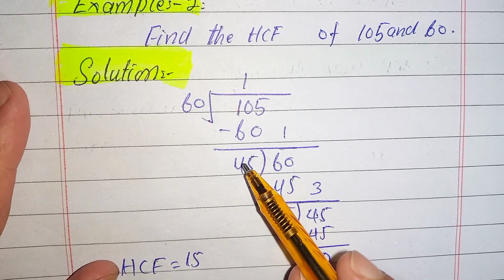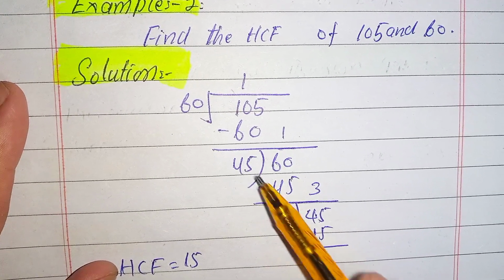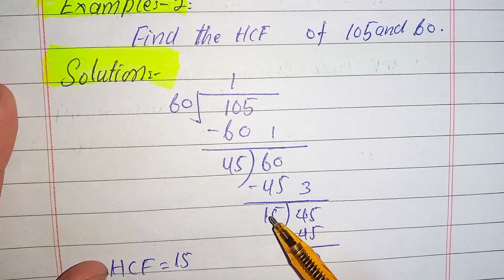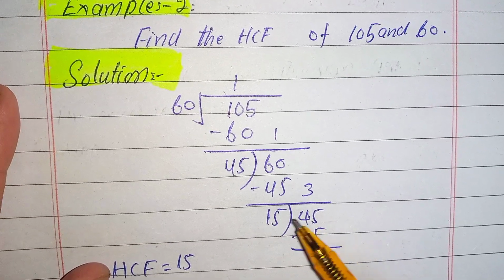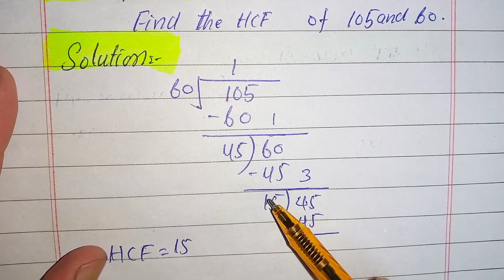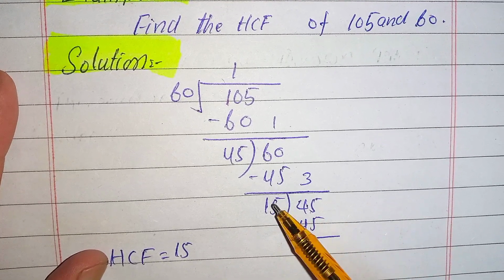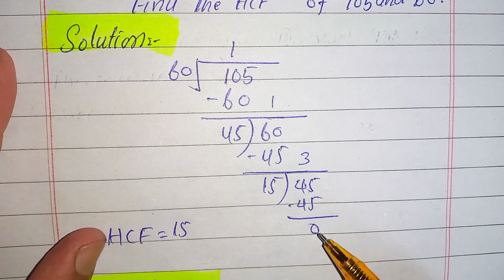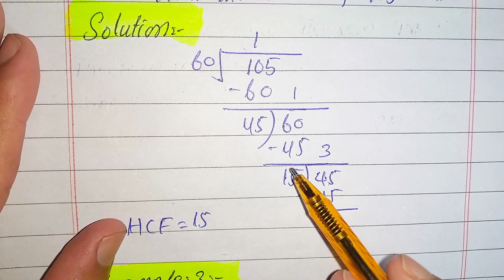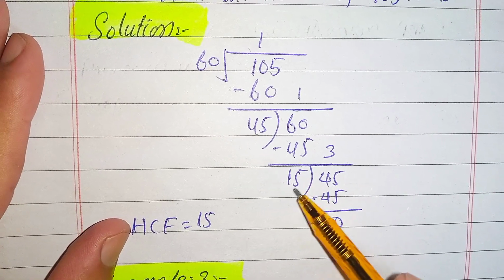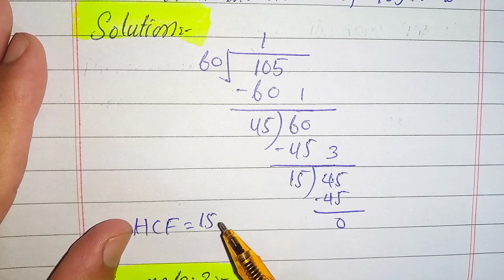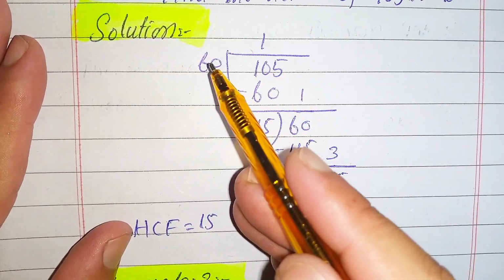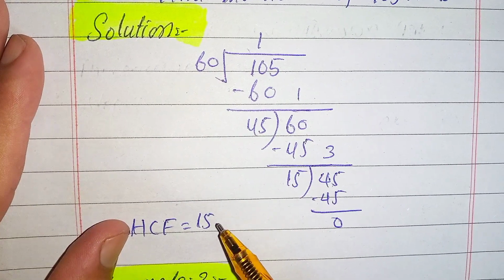Now divide the 45, which is the remainder of step 1, by 15, which is the remainder of step 2. So we will divide 45 by 15. How many times does 15 go into 45? 15 times 3 is 45, the remainder is 0. Here we say that the last divisor is 15 and the last divisor is the HCF. So our HCF of 105 and 60 is equal to 15.